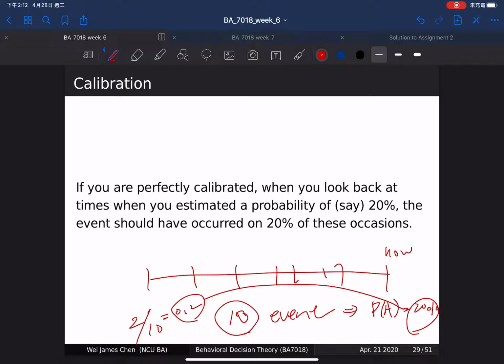So today is 10%. Suppose they only make predictions on 0%, 10%, 20%, all the way up to 100%. There are still 11 different types of prediction, right?